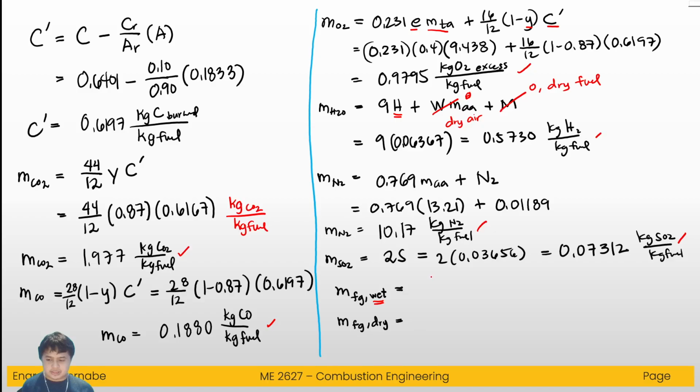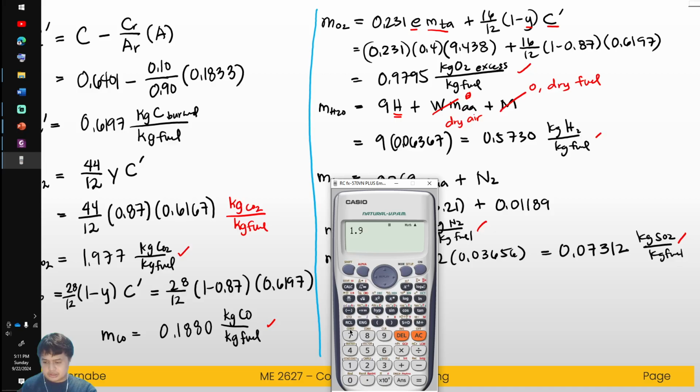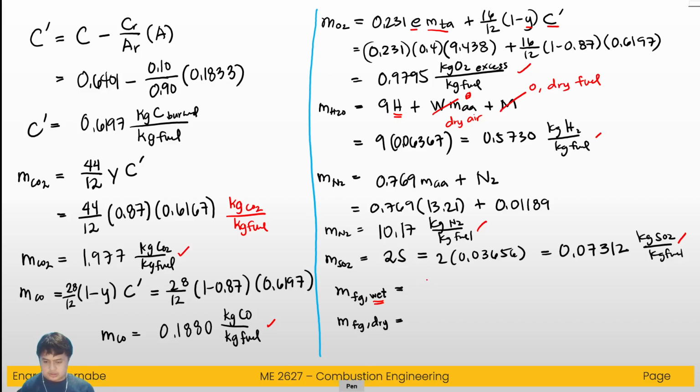So to find the mass of the flue gas, we can just add everything. I will not write this anymore, I'll just add this here directly. So 1.977 plus 0.1880 plus 0.99795 plus 0.573 plus 10.17 plus 0.07312. So you have 13.96 kilogram of products, or flue gas, per kilogram of fuel. Okay?